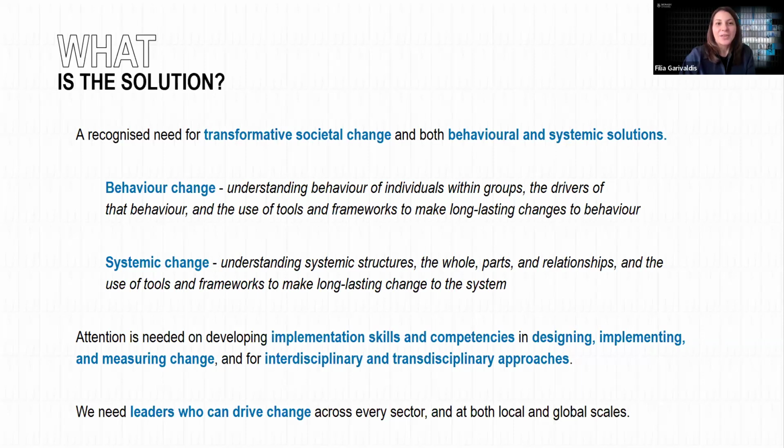Systemic change, on the other hand, is all about restructuring the larger frameworks, the policies, the institutions, and the cultural norms that our behaviours sit within. So systemic change reshapes the underlying systems that drive unsustainable practices, enabling societies to implement solutions that are then going to be scalable, equitable, and lasting.